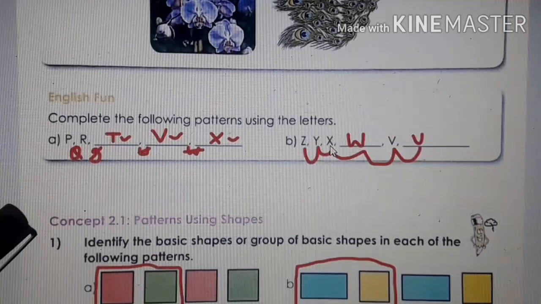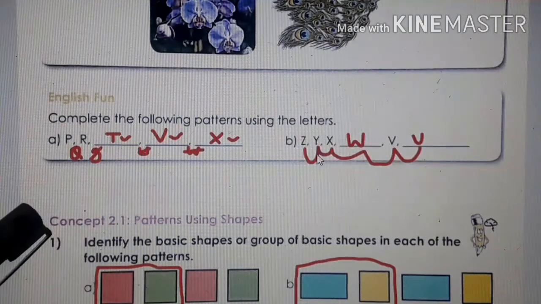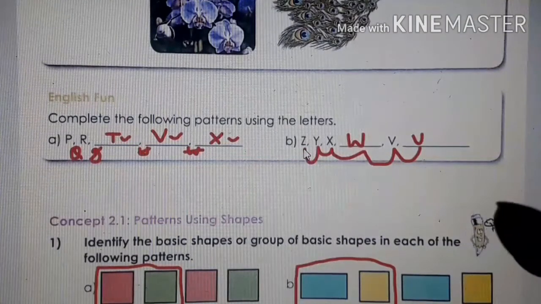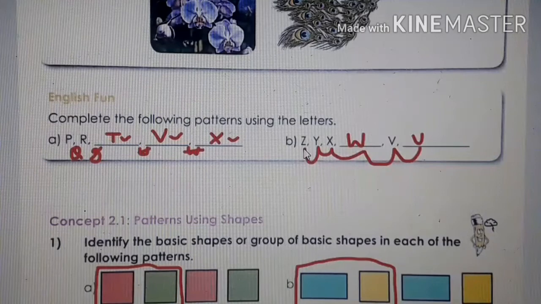Next you see Z, Y, X. So here what are you going to do, children? You are going to start writing from the right side. U, V, W, X, Y, Z. Clear? You just need to observe the pattern.